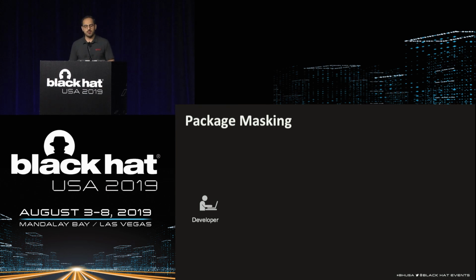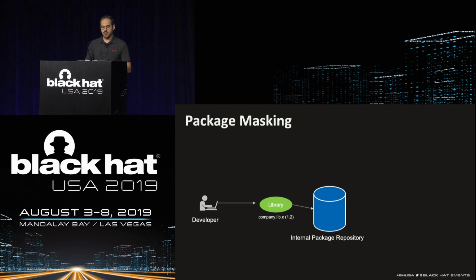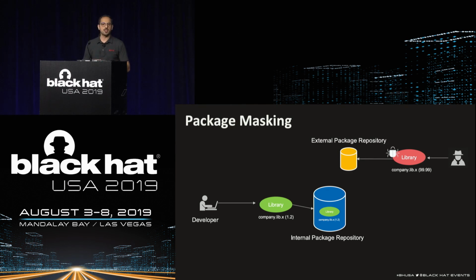How does this actually work? Your developer builds a new library, and this library name is company.lib.x with version 1.2. That library gets pushed to the internal repository. You have the attacker who guessed the name of that library, company.lib.x, but with malicious code inside it. That gets published into the external package repository, which in turn goes, after mirroring, to the internal package inside the company.